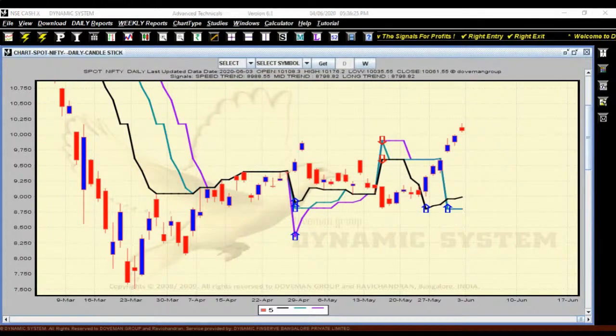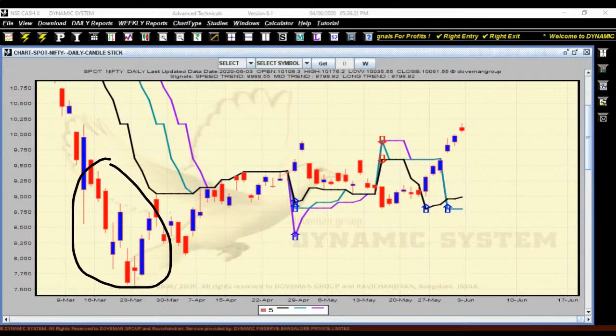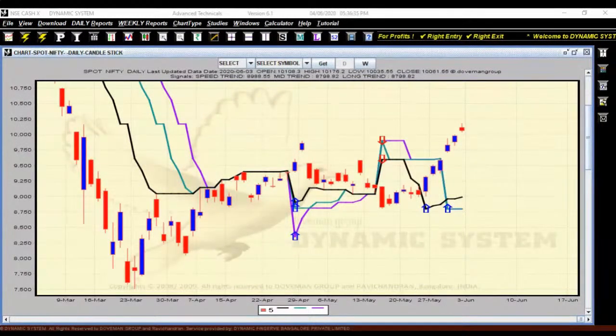You can see here, this is the chart, and in this chart you can see these are all the price movements, every day's price movement. Along with the price movement, you can also see there are three lines. One is a black line, we call it the P-trend. The other one is a green line, we call it the mid-trend. And the third one is a purple line, we call it the long trend. So there are these three trends.